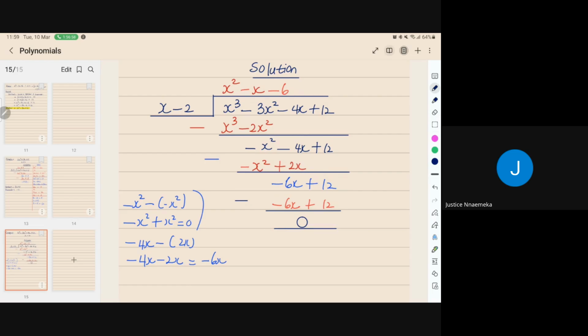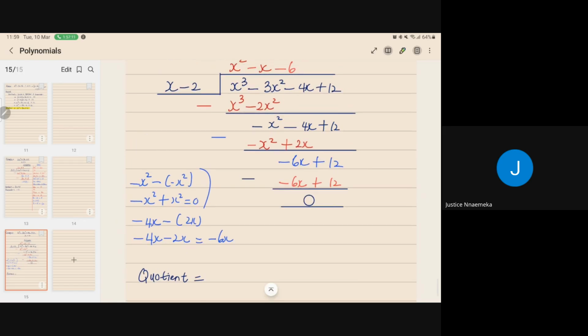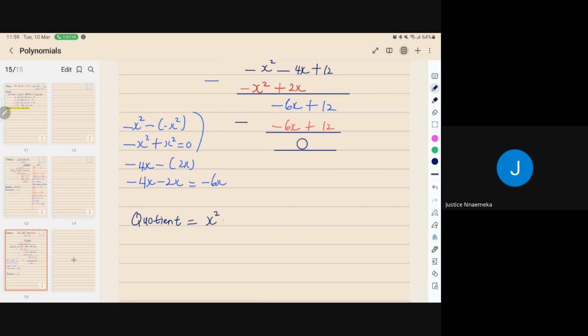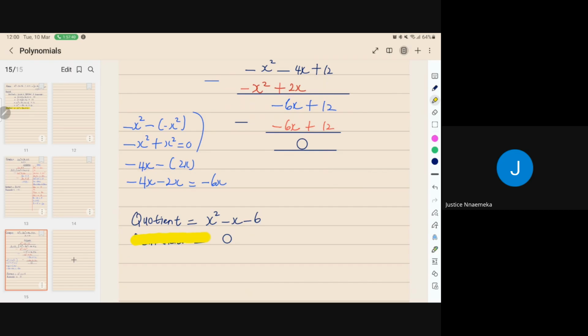Is it confusing? So that means that, yeah, Emmanuel, we'll have our quotient. Our quotient is going to be what? x squared minus x minus 6. Our remainder is 0. Just like when you have 6 divided by 2, 3 remainder 0, right? There's no remainder. So with numbers, if something is a factor of a particular number, you don't expect to have a remainder. If that thing is a factor of the other one, it means your remainder should be 0.